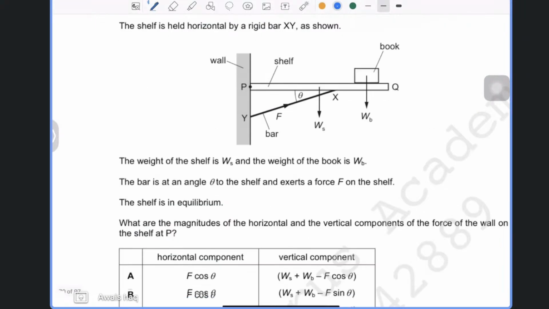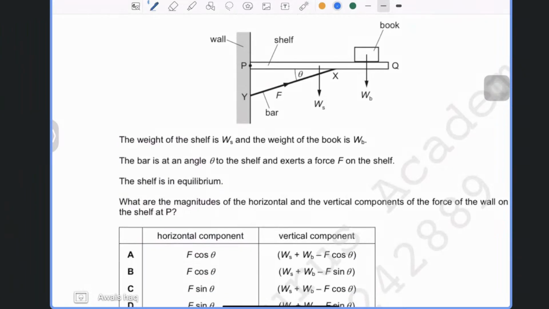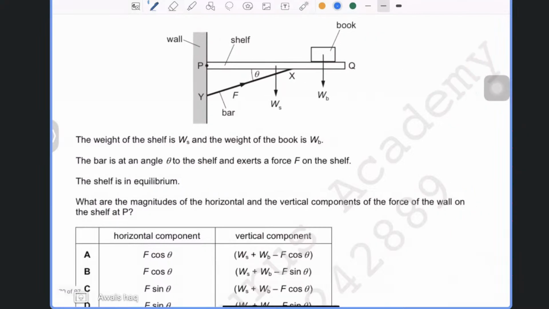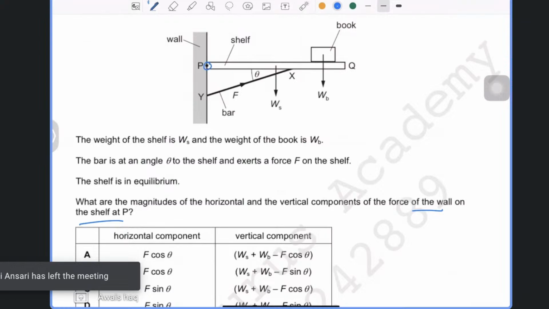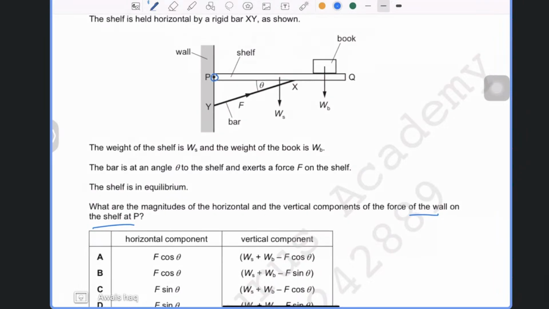So it says that the shelf is in equilibrium, and what are the magnitudes of the horizontal and vertical components of the forces of the wall on the shelf at P, right? So we need to look at the forces here. First of all, it says the bar at the angle theta to the shelf exerts a force F on the shelf. Okay, so we have one of the forces like this, one like this, one like this. This force will have two components, one upwards, one towards the right.